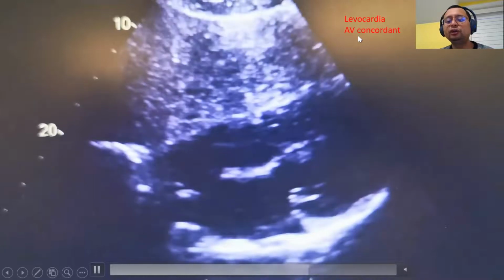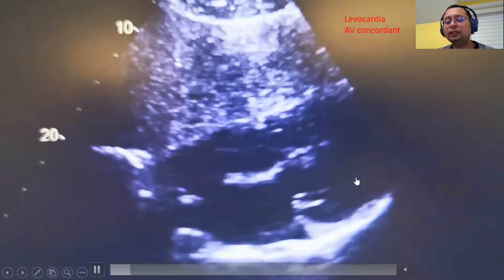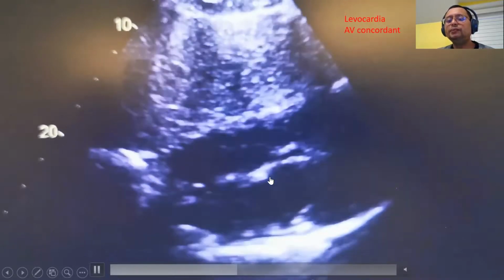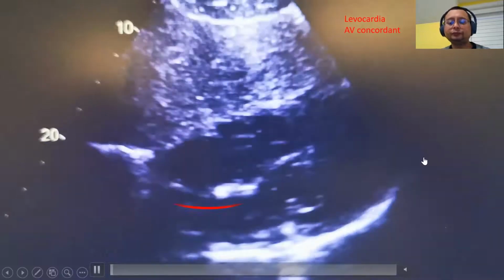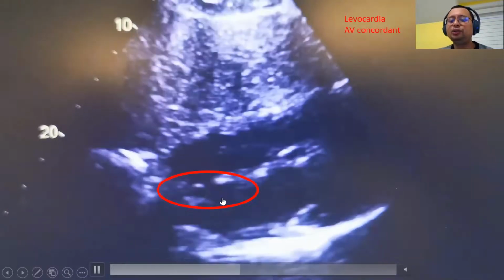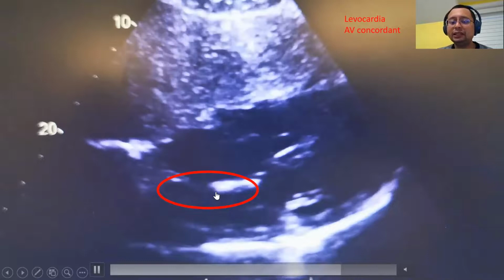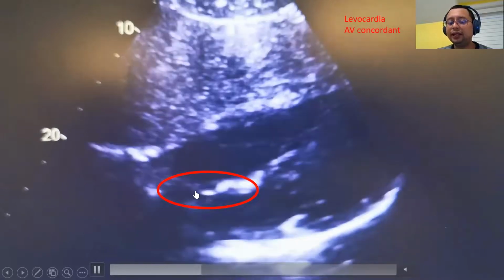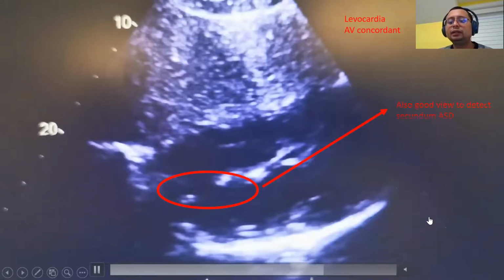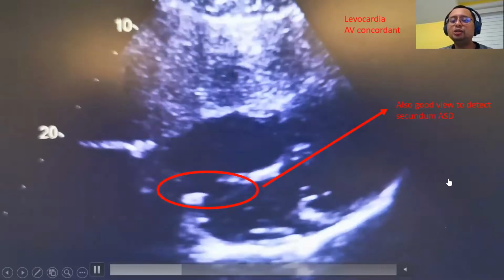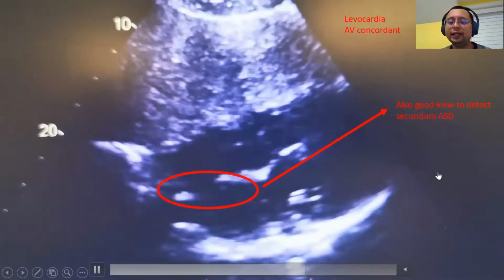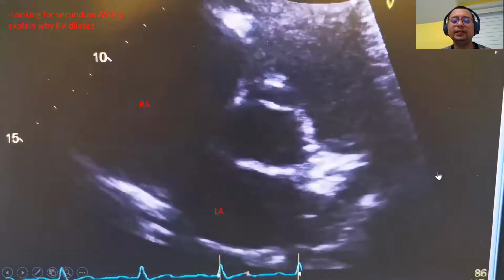What do I mean by AV concordant? The left atrium is connected to the left ventricle, and the right atrium is connected to the right ventricle. Again, this is a good view to see whether this patient has an atrial septal defect, secundum ASD. Again, I can put a color here, and I demonstrate that there is no color flow through the ASD, so this patient does not have secundum ASD.